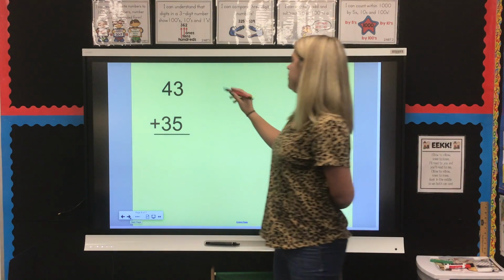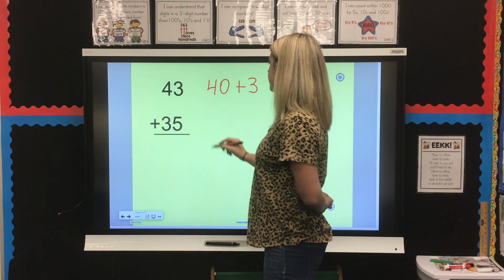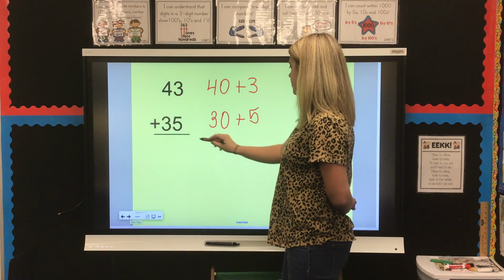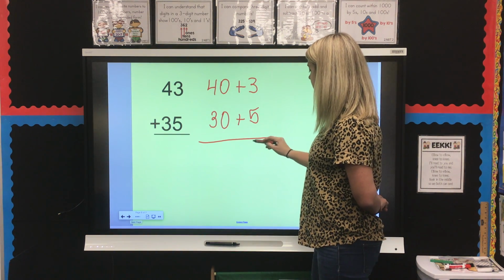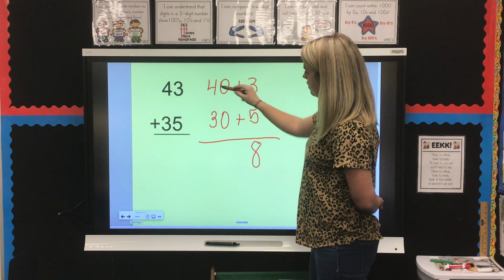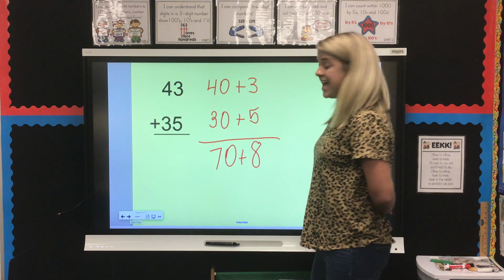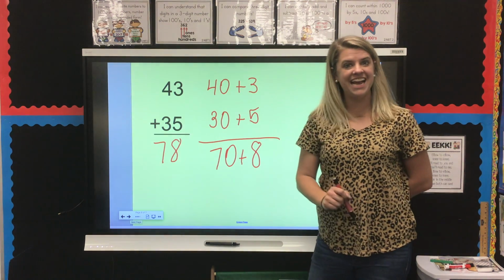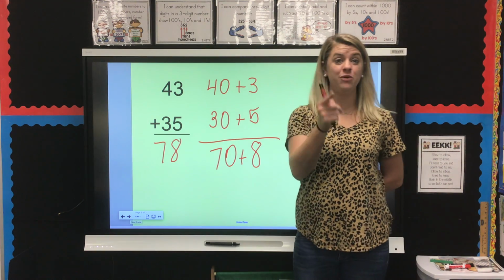All right, let's see if we were ready. 40 plus 3, 30 plus 5. We always add those ones first. 3 plus 5 equals 8. 40 plus 30 equals 70. And I know that 70 plus 8 equals 78. If you got that one right, kiss your brain. If you didn't, you have one more chance.